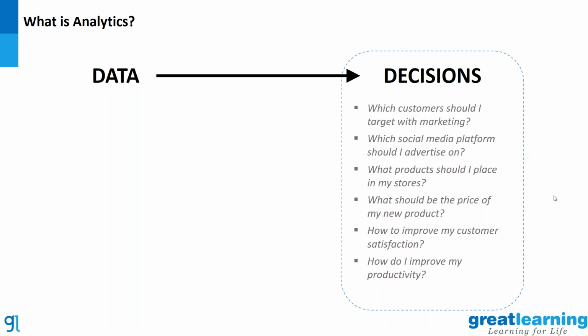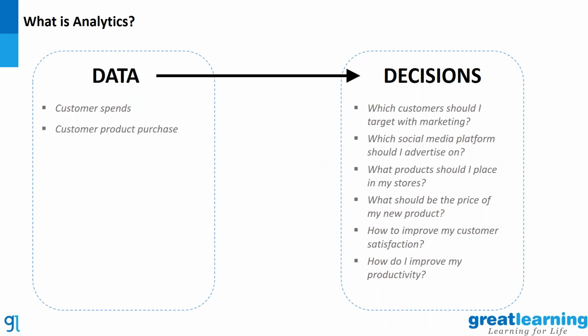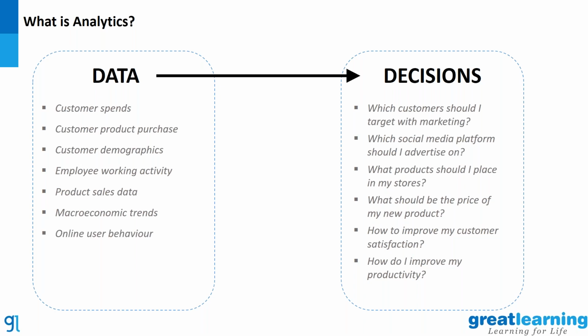Yes. So, yep, as some of you have suggested, you could be looking at the customer profiles, their spends. You could be looking at customer product purchases, what kind of products they are purchasing, demographics, like some of you said, age, and employee working activity, and then you can look at product sales data. You can look at macroeconomic trends, what is happening in the economy in general, what are the wage rates, unemployment, GDP, all those things. You can look at online user behavior, where are customers spending time, and what content are they engaging with, right? Again, these are some of the examples of what kind of data you can use to get to those decisions.